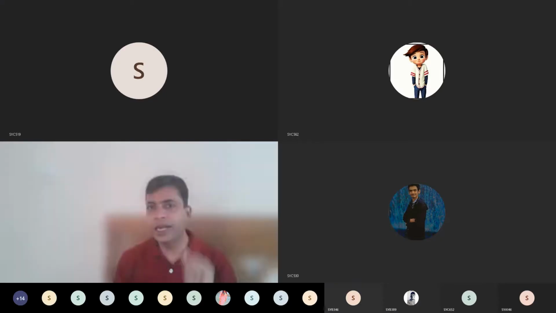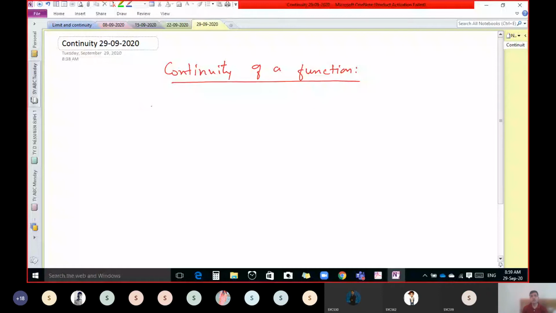To get the idea about topic continuity, first of all, we require the idea about the further extension of limit topic. Let us say one simple example. First of all, let us discuss the meaning of this. What is the meaning of x tends to 5? Any of you?